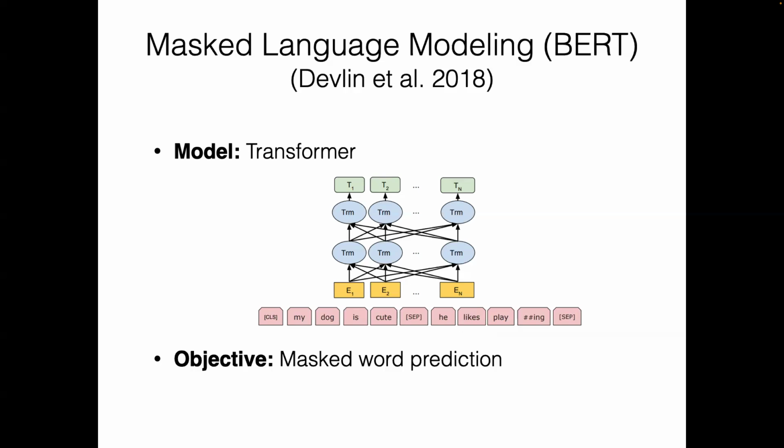And then the objective is masked word prediction, which I'll go over on the next slide. And their data was these two that I mentioned earlier: a large corpus of books, as well as English Wikipedia.